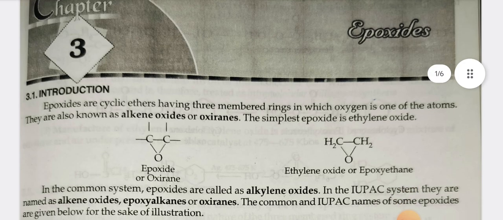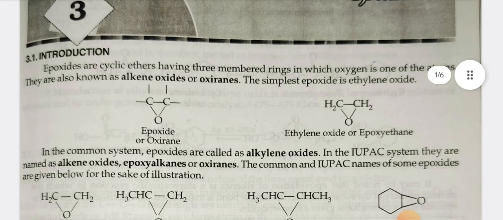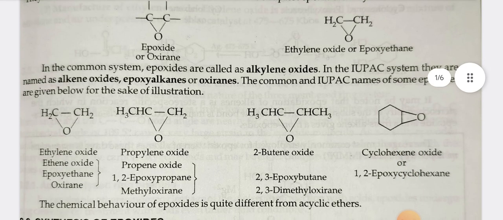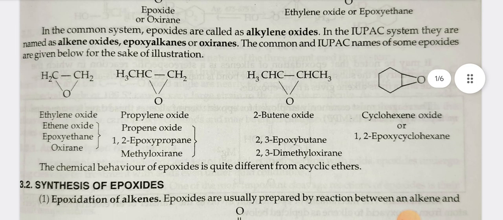Introduction. Epoxides are cyclic ethers having three-membered rings in which oxygen is one of the atoms. They are also known as alkene oxides or oxyrenes. The simplest epoxide is ethylene oxide. In the common system, epoxides are called alkene oxides. In the IUPAC system, they are named as alkene oxides, epoxy alkanes, or oxyrenes. The common and IUPAC names of some epoxides are given below: ethylene oxide, ethene oxide, epoxy ethane, oxyrene.